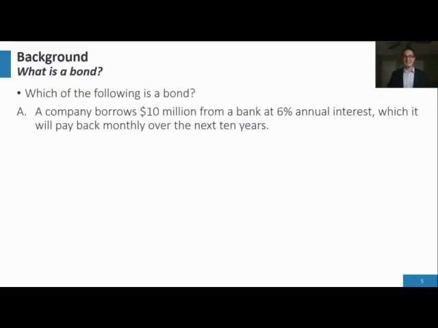A company borrows $10 million from a bank at 6% annual interest, which it will pay back monthly over the next 10 years. Is this a bond? If we go back to the previous slide, we know that a bond needs to be traded on a public market. So we know that this isn't traded on a public market. This seems more like a notes payable to me, right? This is a bank. It's a long-term notes payable. It's over 10 years, and a company's just borrowing the $10 million and paying that interest. So I would say this is not a bond. This is likely not the answer because it's not on a public market.